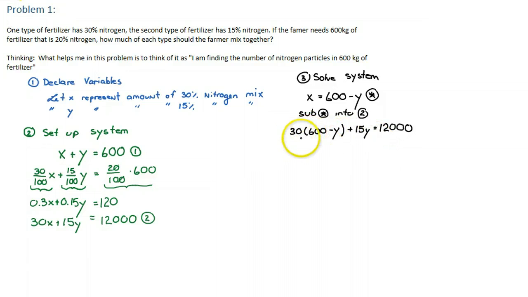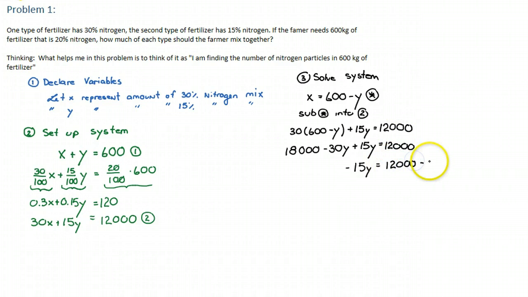So now we're going to do a little algebra. We're going to expand the brackets using the distributive property. So we're going to get 18,000 minus 30y plus 15y equals 12,000. A little algebra is going to give me negative 15y. So negative 30y plus 15y will give me negative 15y equals, and then we get 12,000 minus 18,000, and that's going to give me 6,000. Now if I've done this right, oh, pardon me, it's not 6,000, it should be negative 6,000.